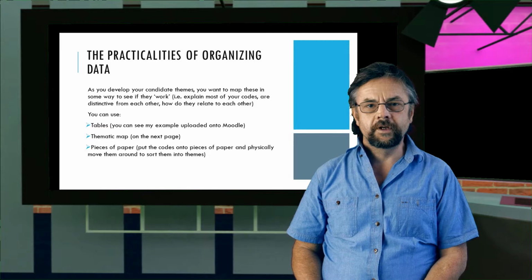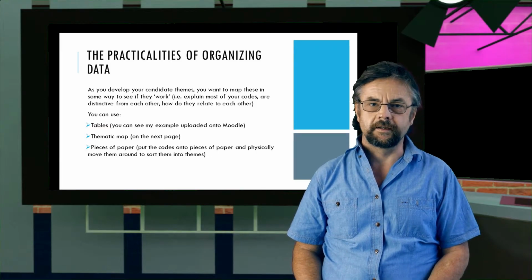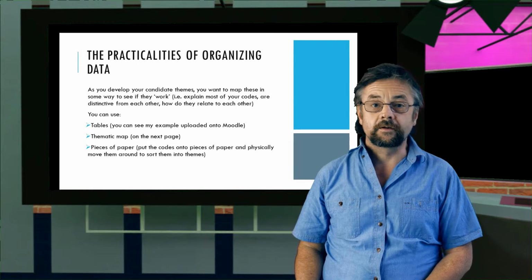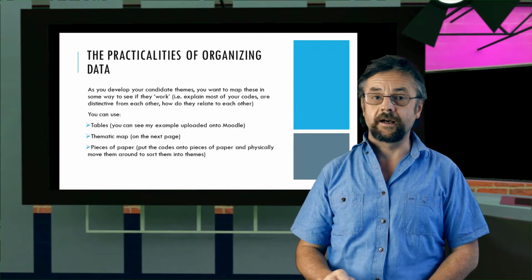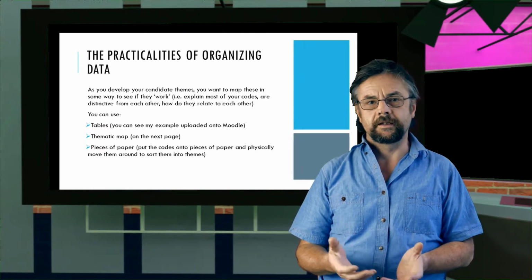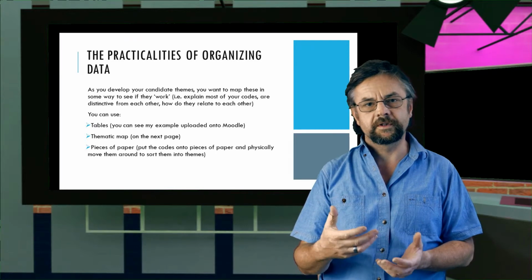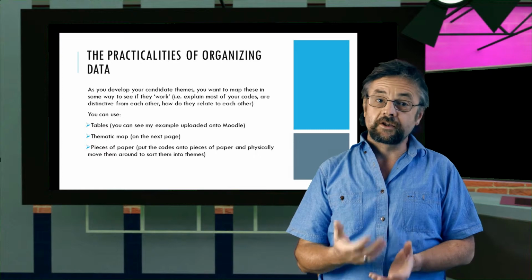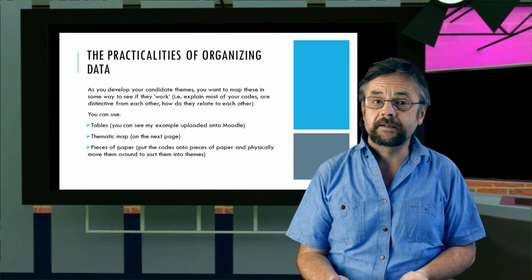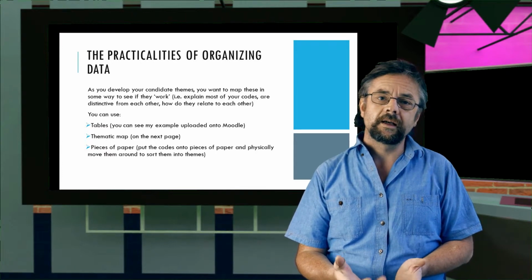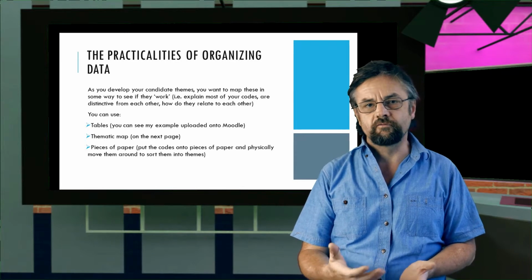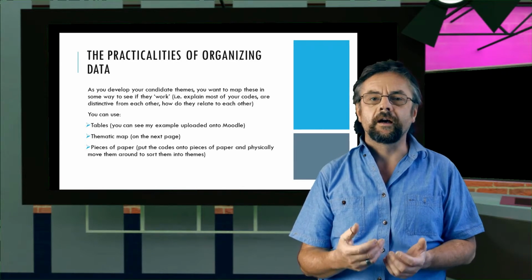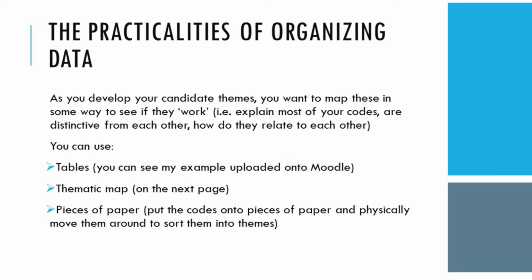So there's some real practicalities to organizing your data, and thematic analysis is quite a major organizational task. Really, it's all about organizing your data. And once you have your themes, you want to map them in some way, because you need to know if your analysis actually works. Does it really help us make sense of our data? So we need to be able to fit our themes or our codes, our raw data together and make sure that our analysis is threading it all nicely together.